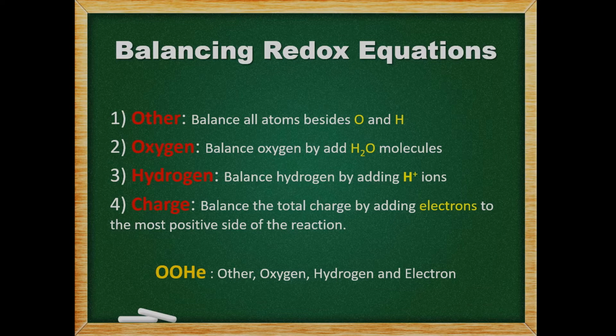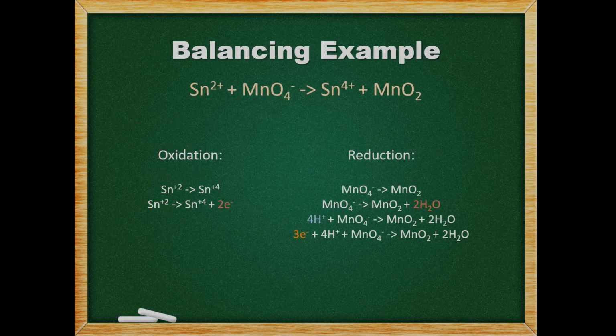And finally, the E represents electrons, which means to balance the total charge of reactants and products by adding electrons to the most positive or the least negative side. In this reaction, we can see we need to balance two half reactions. The tin is getting oxidized since it is losing electrons, whereas the permanganate ion is getting reduced because it is gaining electrons. Let's first take a look at the oxidation part.